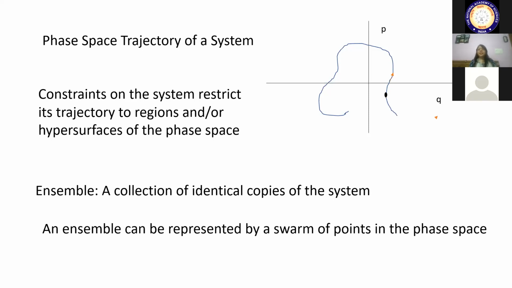The ensembles are of three types: microcanonical, canonical, and grand canonical. You know about it. How can you represent an ensemble in a phase space? It can be represented by a swarm of points. Swarm, like the swarm of bees. So it's like you have got a collection, it is random, and it is representing the different states of the system.